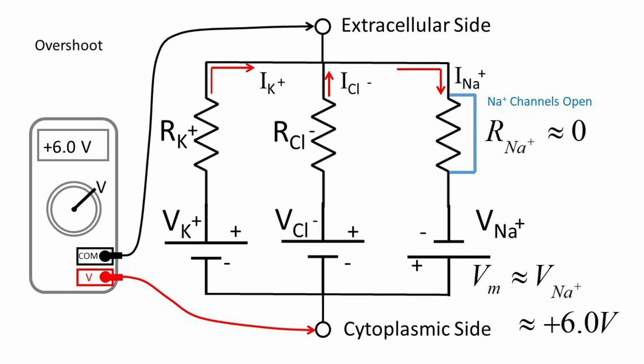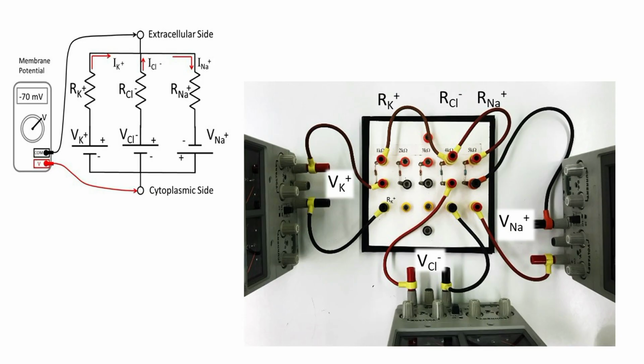In our model circuit, overshoot is simulated by placing a jumper wire across the sodium resistor and shorting it out. The voltmeter then reads the scaled up Nernst potential for sodium ion of plus 6 volts. I know it requires courage to short out a circuit, as shown by placing the shunt wire across the sodium ion resistor. But it's okay, as long as you don't short out two branches at once.